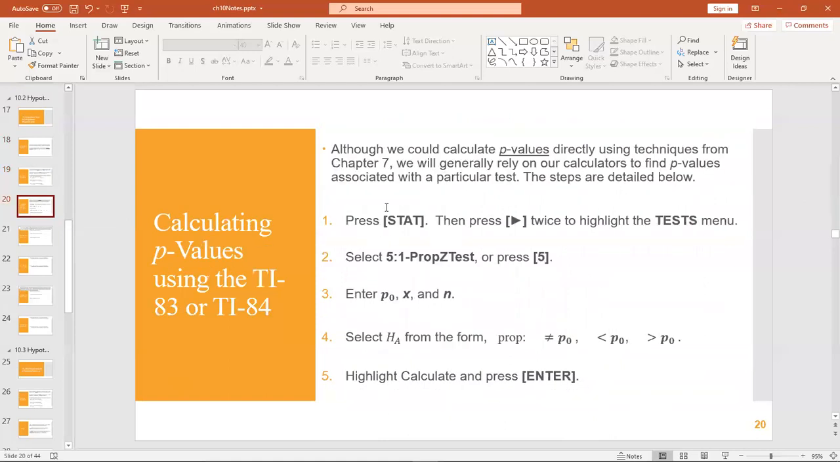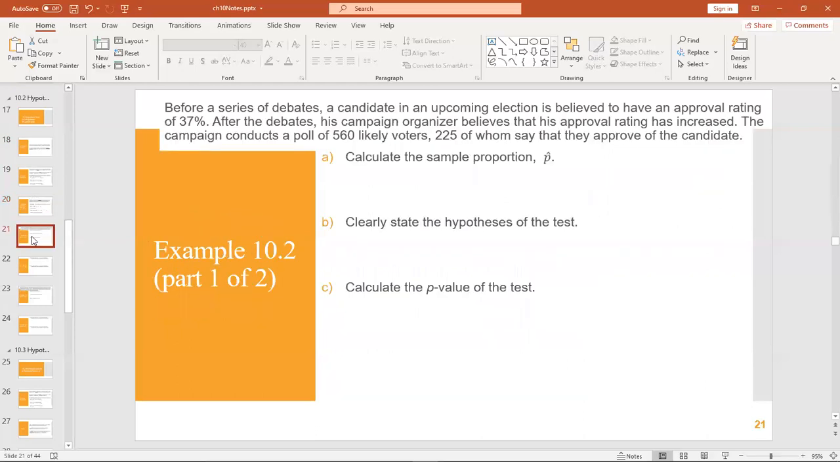All right, the way we do hypothesis tests, we're going to go to STAT, arrow over to TESTS, and do a 1-PropZTest. We're going to enter the values of P0, X, and N, and then select the alternative hypothesis: either not equal, less than, or greater than, and then hit enter. So here we go.